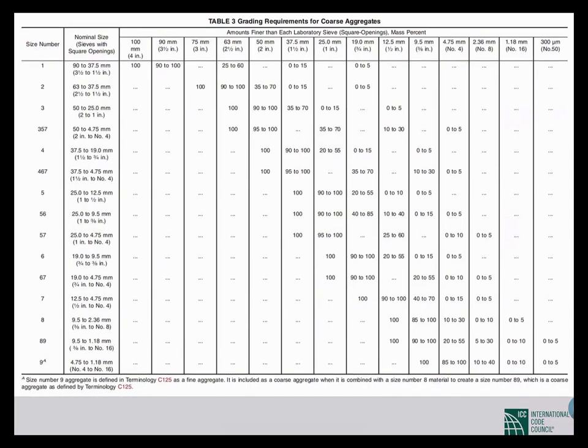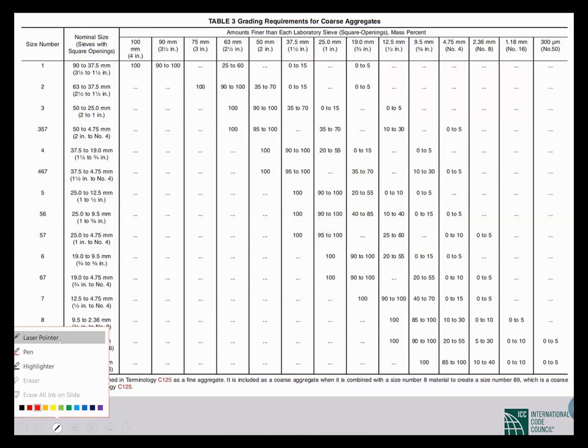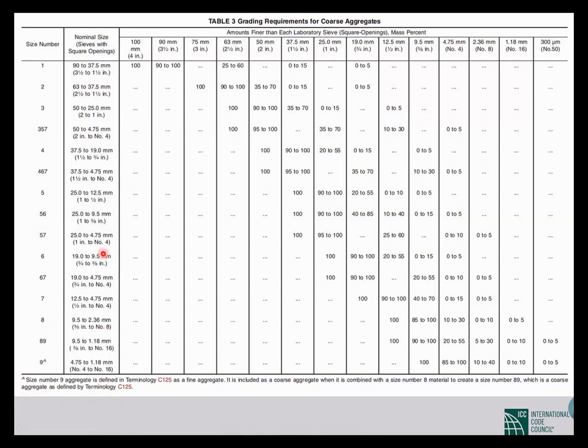Now in ASTM C33, this is related to coarse aggregate. There are different numbers of coarse aggregate, like in our case, wide variations in size.